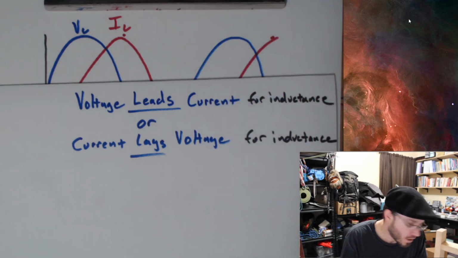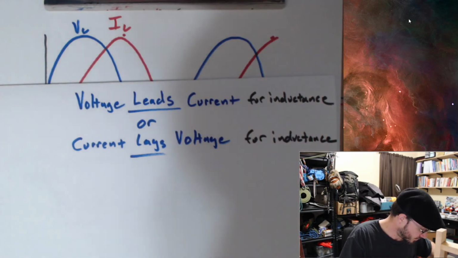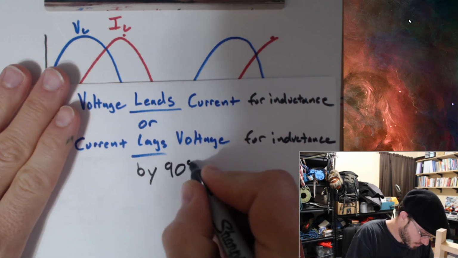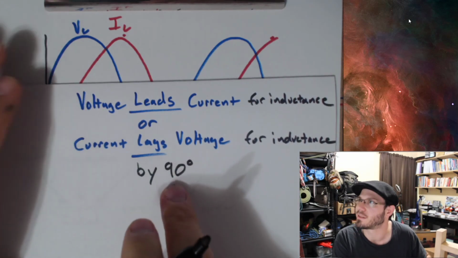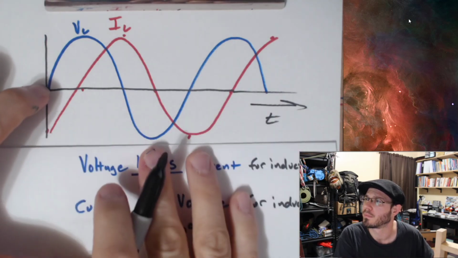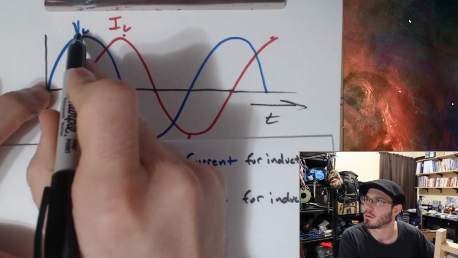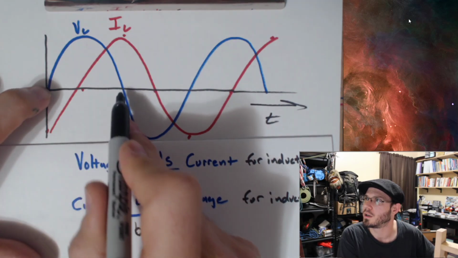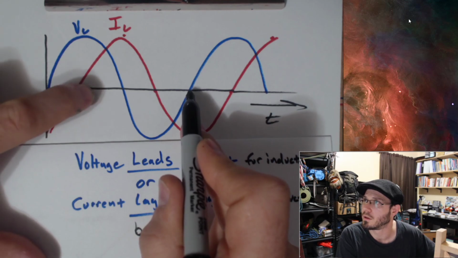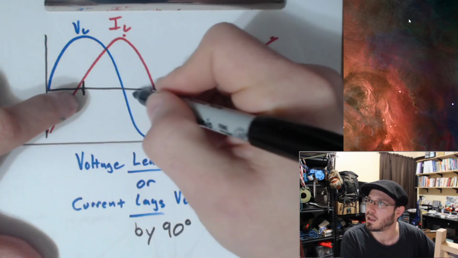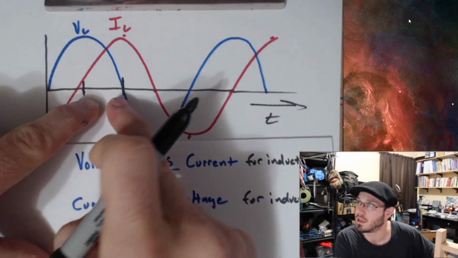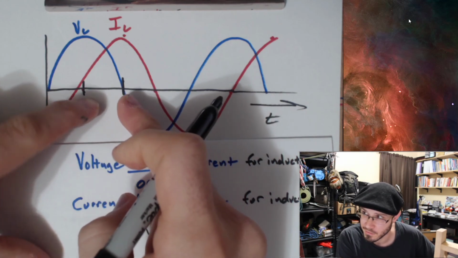Now what I didn't include here is by how much. By 90 degrees, because it's by a quarter of a cycle. 1/4, 2/4, 3/4, 4/4 is one cycle. Well, the difference between here and here is a quarter of a cycle. And a quarter of 360 degrees is 90 degrees.